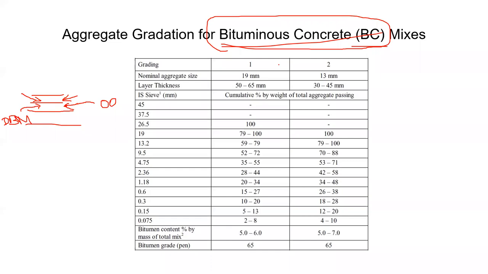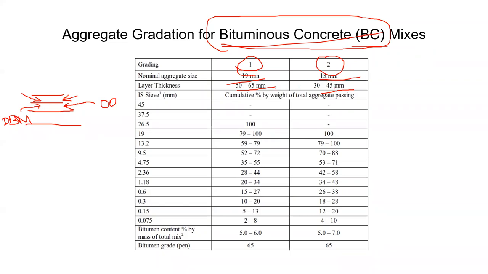Bituminous concrete again is of two types, bituminous concrete 1, BC1, and BC2. The difference is that in BC1, the aggregate particles are a little bit larger than in BC2. You see, here the maximum size is 19 mm. Here the maximum size is 13 mm. And the thickness is also more here. Depending upon the layer thickness, you can know which bituminous concrete you are going to use, either BC1 or BC2.